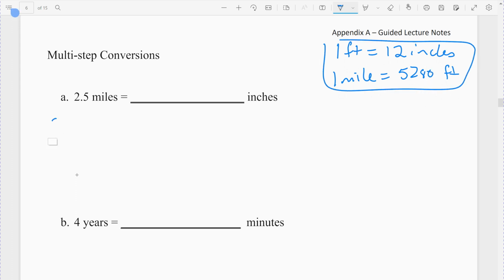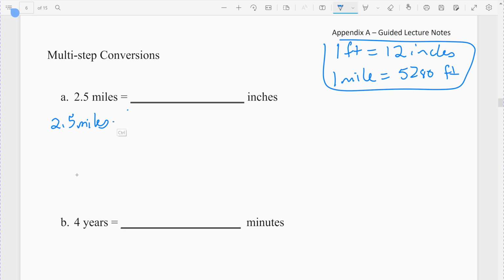So we start off with the 2.5. Now I'm going to do it all in one. If you want to take it one piece at a time, so if you want to convert from miles to feet, and then feet to inches, in one step to feet and then one step to inches, you can do that. I'm going to do it all at once. I'm going to do both steps at the same time, meaning I'm going to multiply it all out in one problem. All right, so I'm starting with miles.